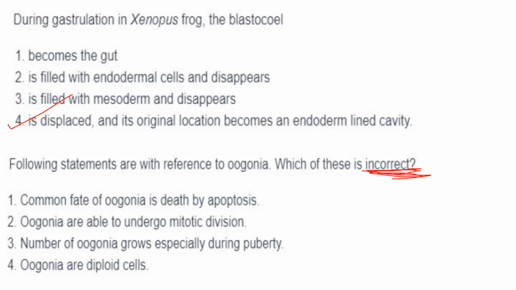So that's correct. Oogonia are able to undergo mitotic division. Yes. So oogonia divide mitotically to create primary oocytes. Number of oogonia grows especially during puberty. No, the number of oogonia decreases from millions at birth to 0 in case of menopause. So at puberty the numbers are not growing, they are decreasing. So 3 is the answer, which is incorrect. Oogonia are diploid cells, that is also correct.